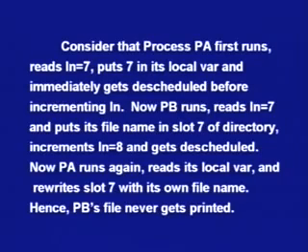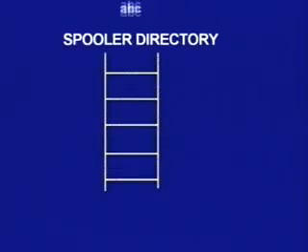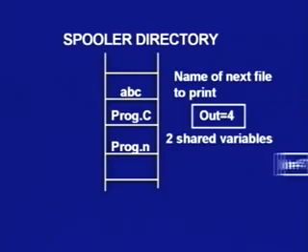Now PA will run again, but when PA runs, its own local variable has 7, so it rewrites slot 7 with its own file name, which means that the file name written by PB gets overwritten. Hence PB's file never gets printed. So this is what is shown in this diagram.